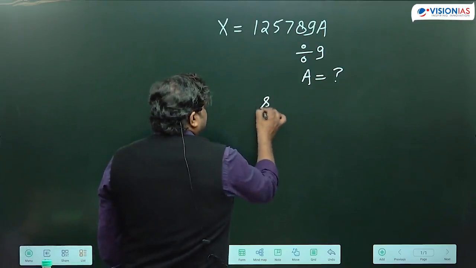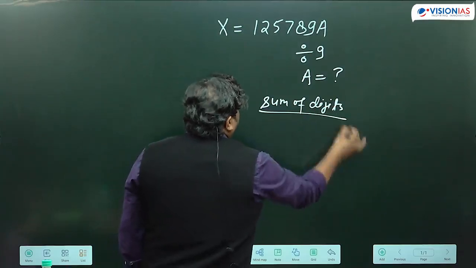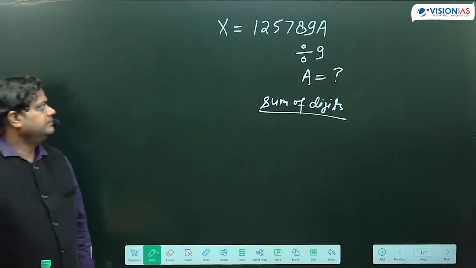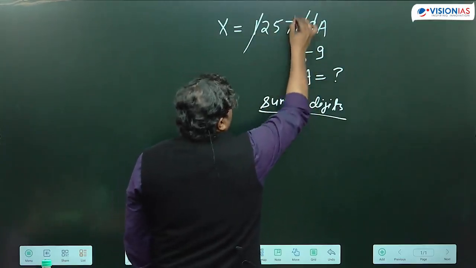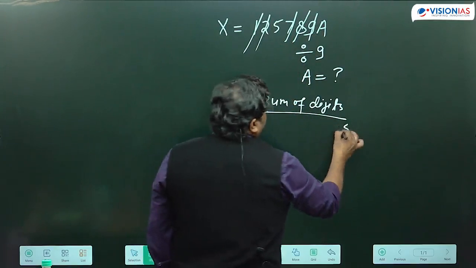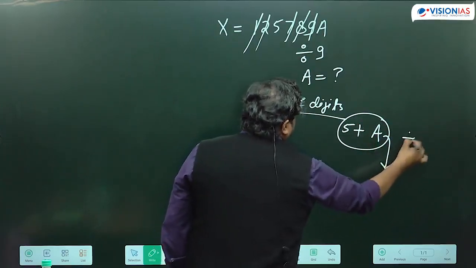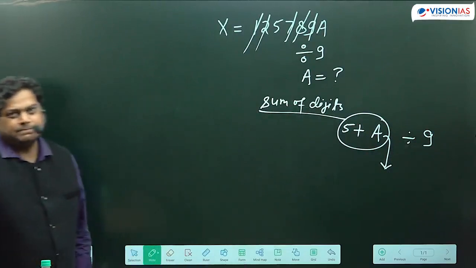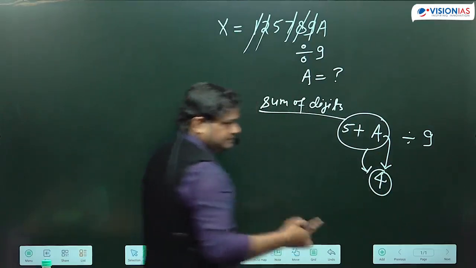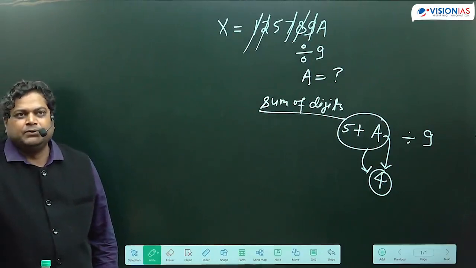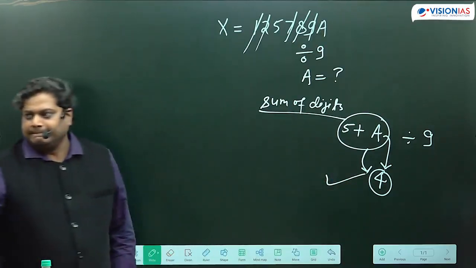If we take the sum of digits, ये कितना हो गया? वैसे भी इसको हटा ही दो. 5 प्लस a. तो a की क्या वैल्यू पे it is completely divisible by 9? 4. a की वैल्यू 4. So only one possibility is there. Only one possibility is there. और वो पॉसिबिलिटी 4 ही आ रही है सबकी. करेक्ट.